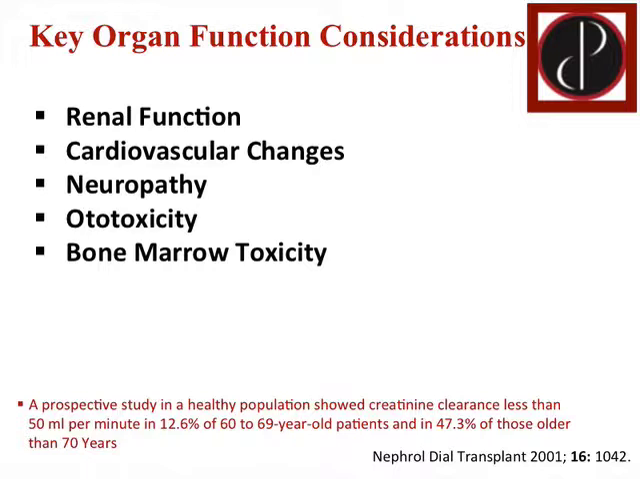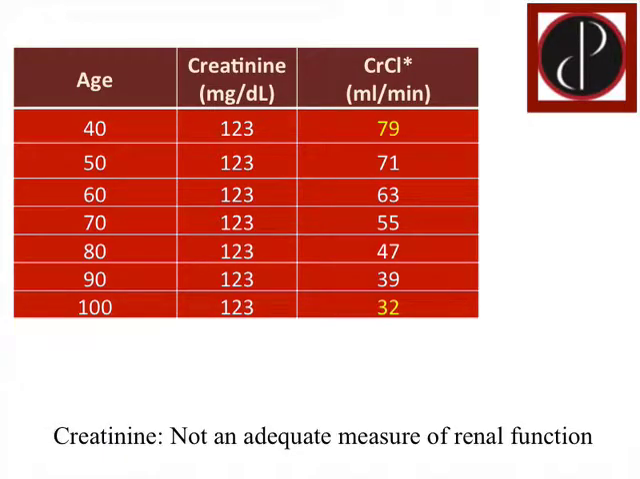Actually, 50% of the patients more than 70 years old have creatinine clearance of less than 50, which is important. But the other thing is about the creatinine. If you look at the creatinine 1, 2, 3 in different age groups, you will see that GFR would be 79 when the patient is 40 years old. It is 32 when the patient is 100. So this is not an adequate measure of renal function.